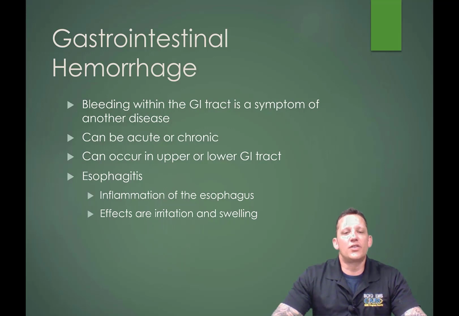GI bleeds can be very acute, either due to trauma or some kind of physical manifestation that causes a rupture, or it can be chronic, which is a slow progression of the particular symptoms where they're bleeding slowly over time, they become anemic, and then as this condition worsens, they become worse. It can happen in the upper or the lower GI tract, just like I gave the symptoms just a second ago. And then we can have esophagitis, which is the inflammation of the esophagus, and the effects are irritation and swelling to the esophagus, which is a very painful condition to have.